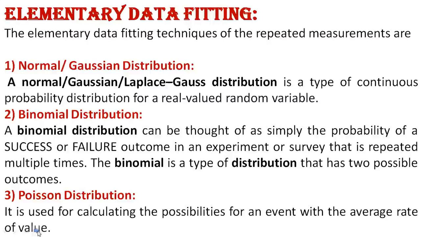And the next one is the Poisson distribution. It is used for calculating the possibility of an event with an average rate of values.